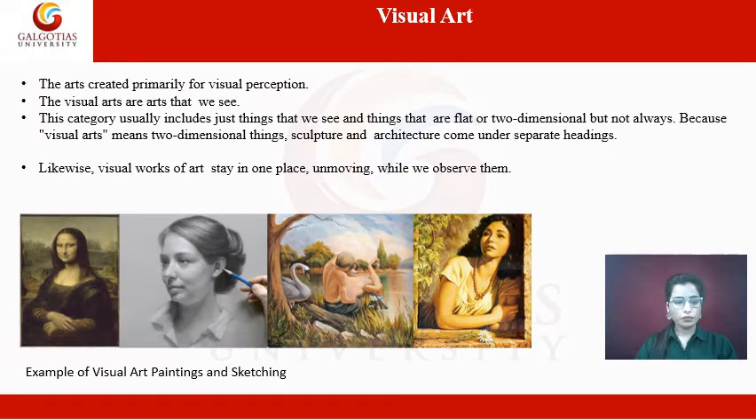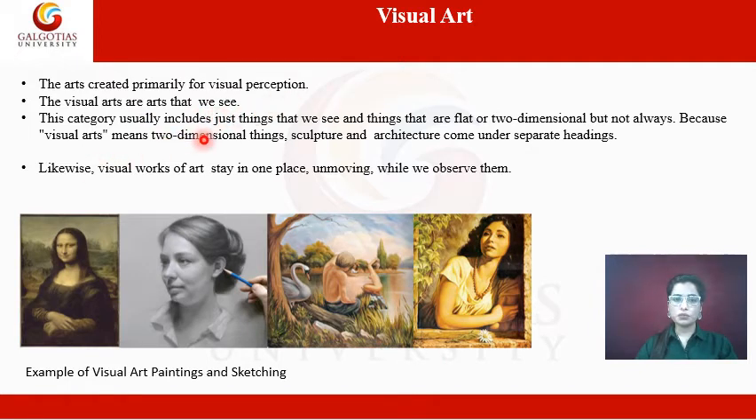Next is the visual art. Visual art are things like painting, drawing, visual design, photography, and computer art. So the art created primarily for visual perception comes under the visual art. The visual art are the art that we can see.